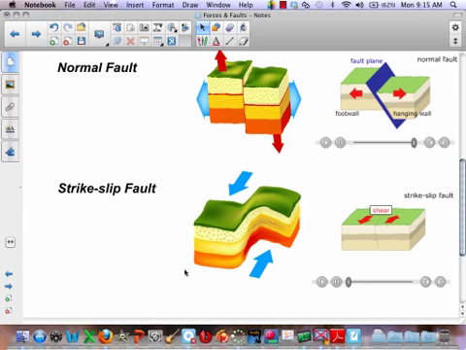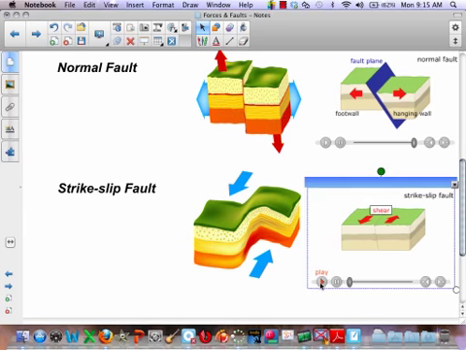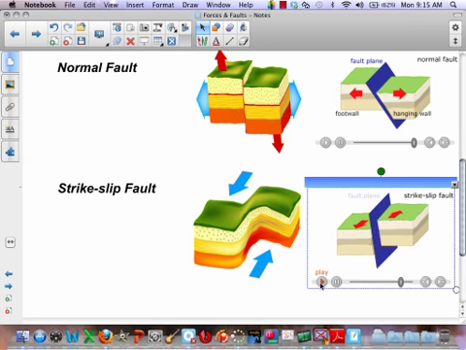In a strike slip, we have basically a shear force being applied. And all that's going to happen is the two blocks of land are literally sliding past one another.